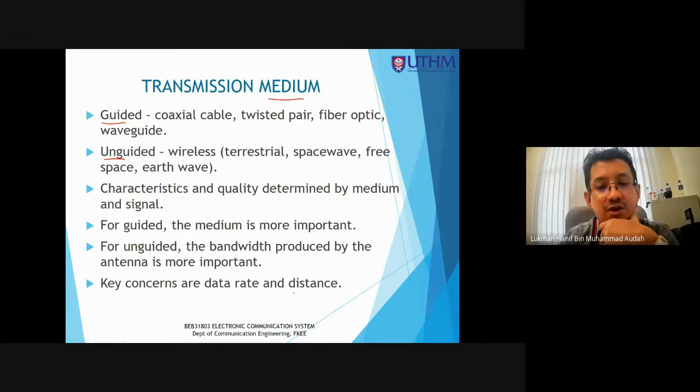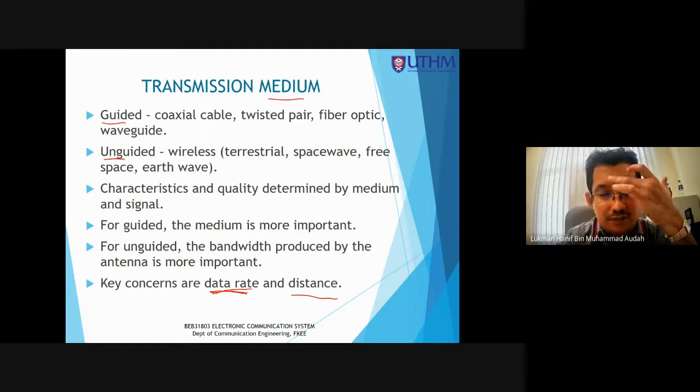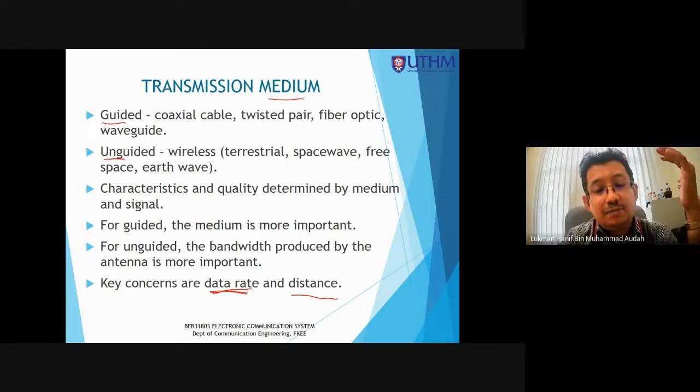So distance, a longer distance will produce more attenuation. Higher data rate will produce more bit error rate or more signal error. Sekiranya data rate itu semakin tinggi, maka akan ada kebarangkalian yang lebih tinggi untuk menghasilkan bit error rate. Okay, kesilapan pada signal.